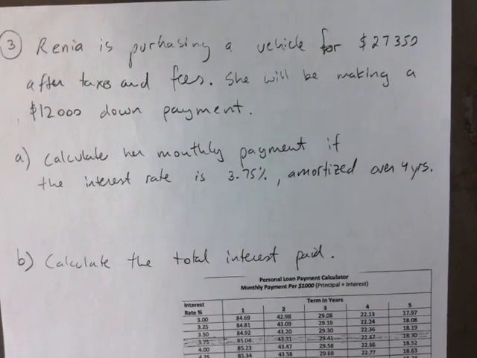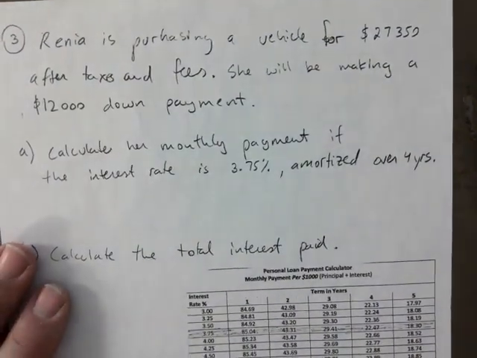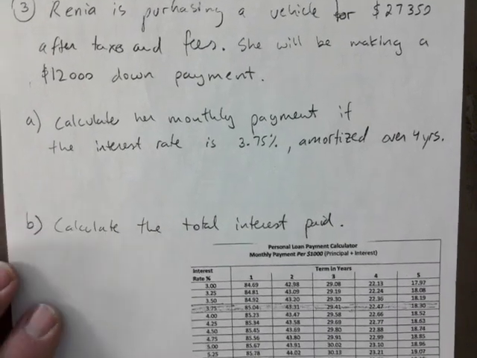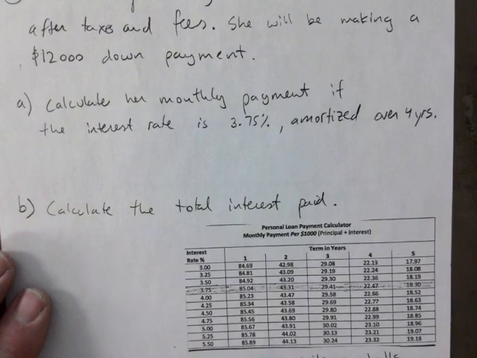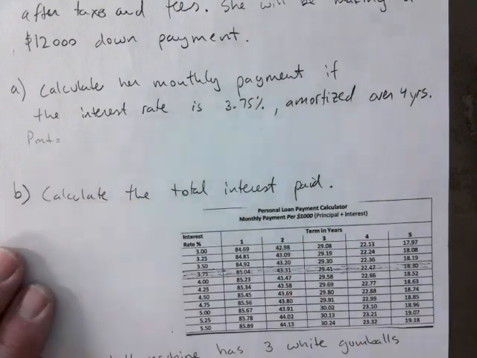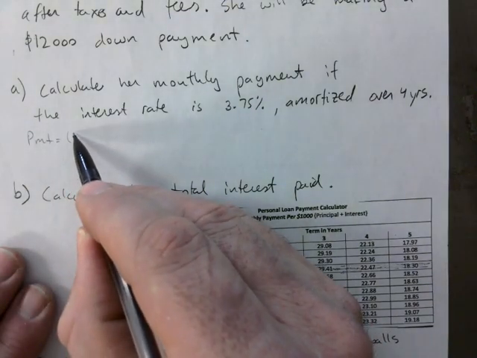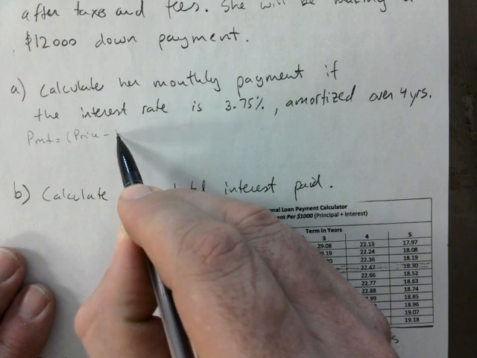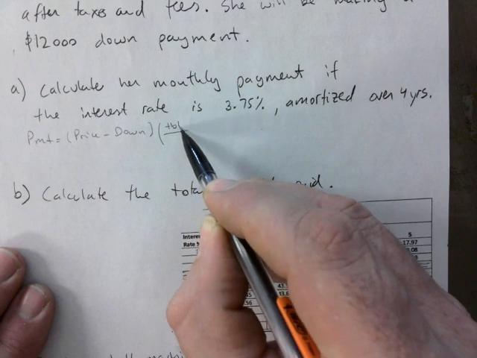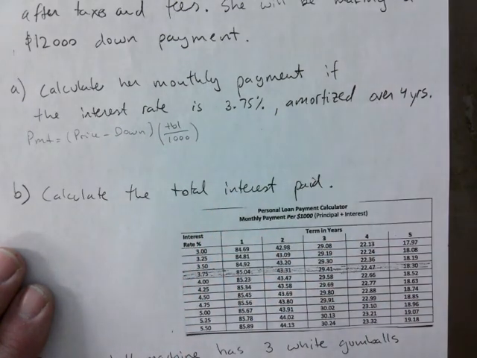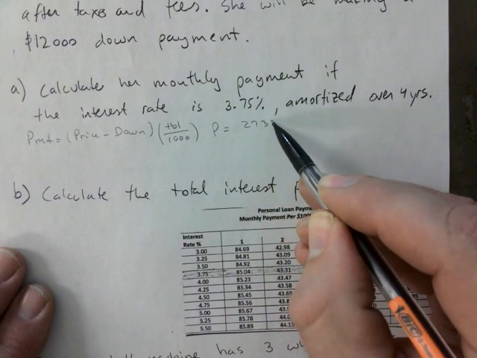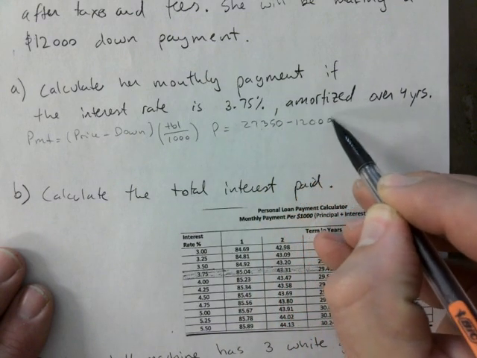All right. Renia is purchasing a vehicle for $27,350 after taxes and fees. She'll be making a $12,000 down payment. Calculate the monthly payment if the interest rate is 3.75%. You should have a formula, it's the price minus down, times the table value over 1,000. So to figure out the payment, you take the 27,350 and take away the 12,000.